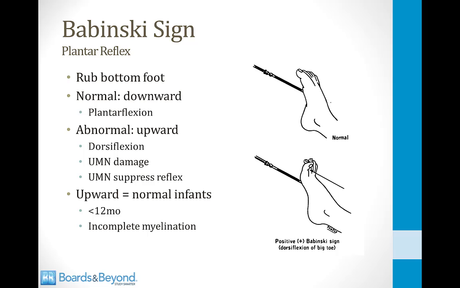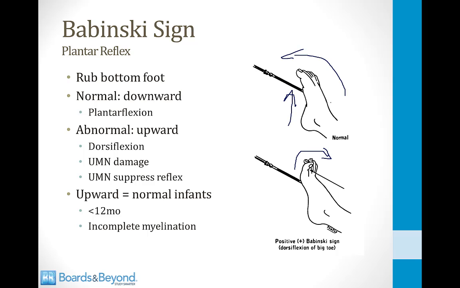It's very high yield for the USMLE to understand the Babinski reflex or the Babinski sign. This is also called the plantar reflex. And the way you test this reflex is by taking a blunt object and stroking the bottom of a patient's foot upward. A normal response is for the toes to plantar flex or point downward like this. An abnormal response is for the toes to dorsiflex or point upward.